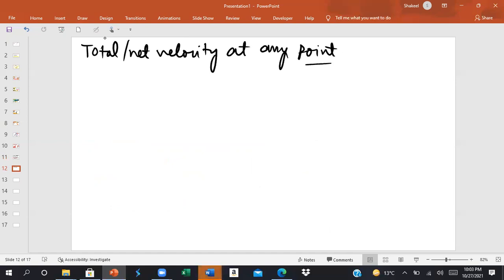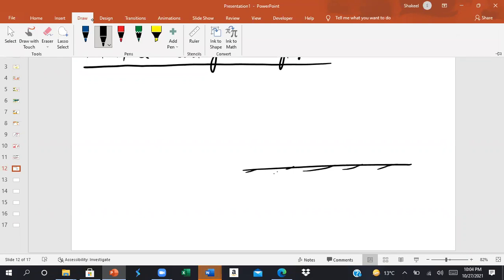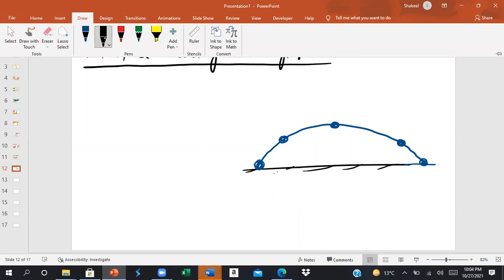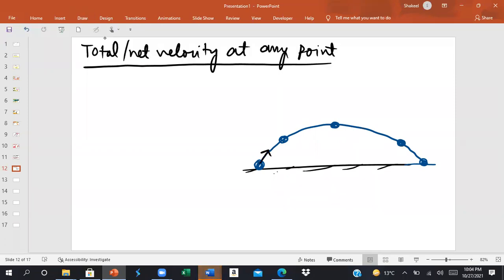If you want to find the total or net velocity at any point, how can you find that? Again, I have to draw the diagram for you. It's like an object is thrown from here and it's moving along this way and falling on the ground. Let's say at any point, you have to find what is the total velocity. This point can be any point. Let's say it can be the start point.